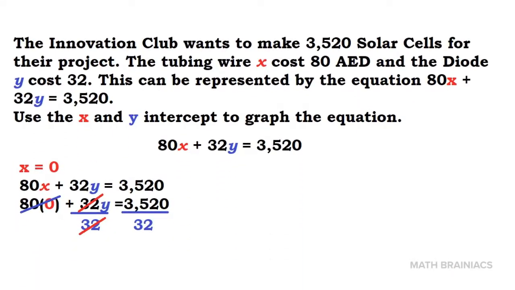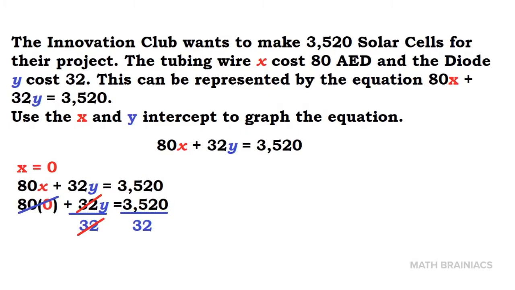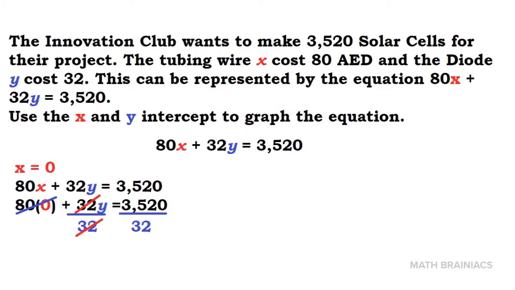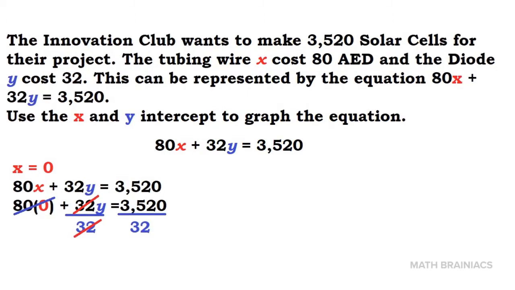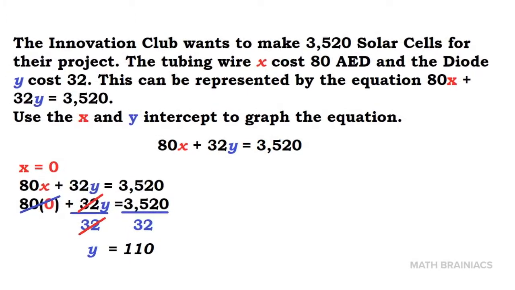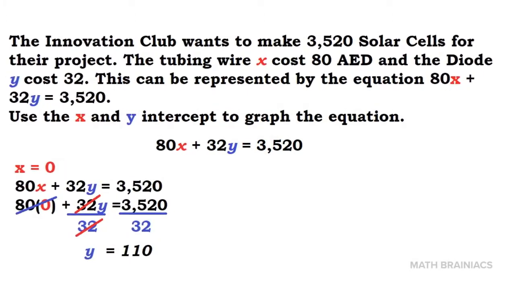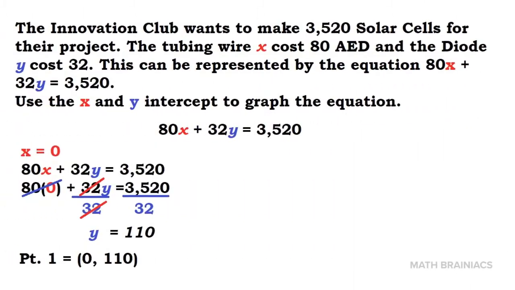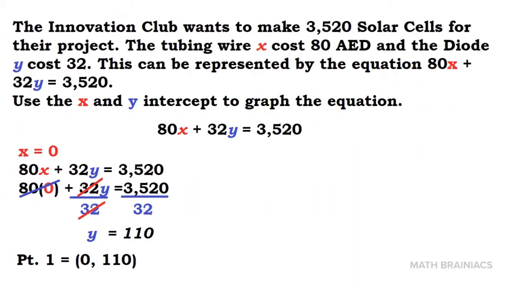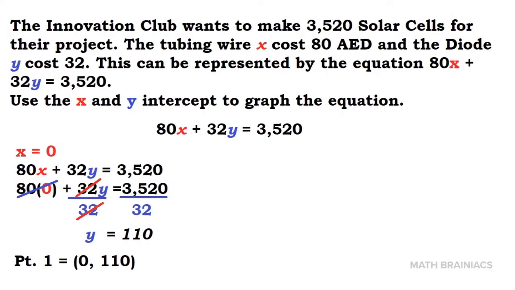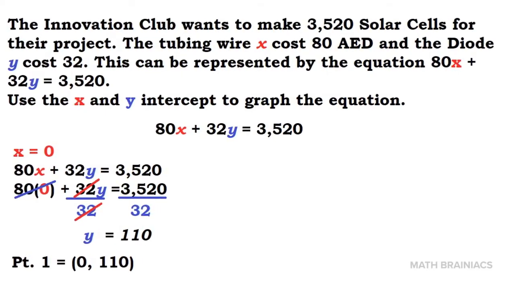To solve for y, we are going to divide both sides by 32. And we can cancel out the 32 on the left side. Therefore, we can work on 3,520 divided by 32. Subsequently, y is equal to 110. Therefore, our point 1 is 0 and 110. When x is 0, y is 110.